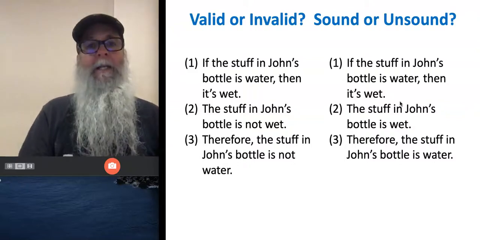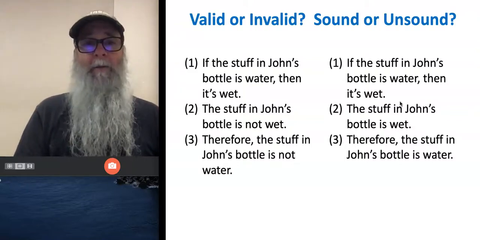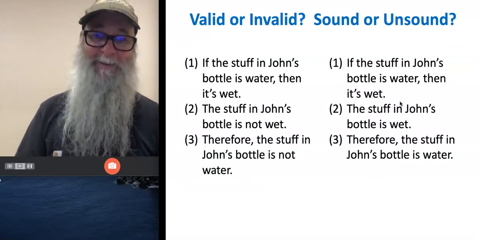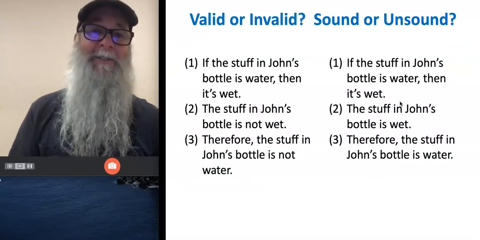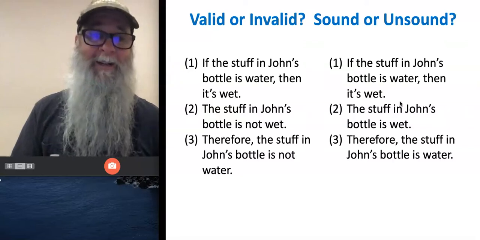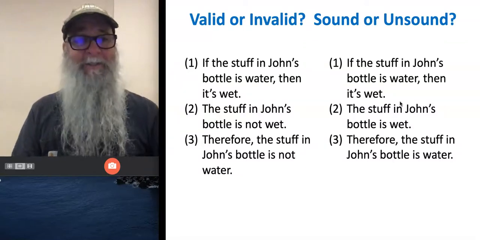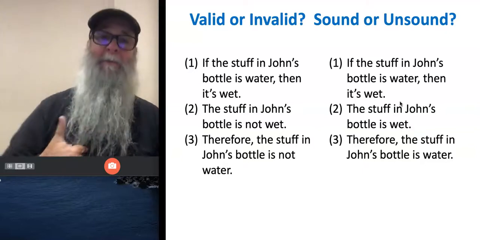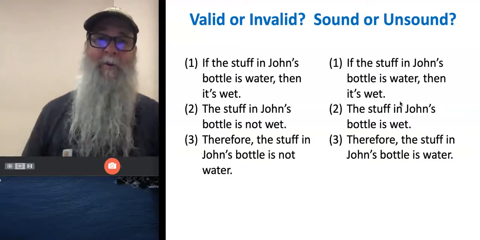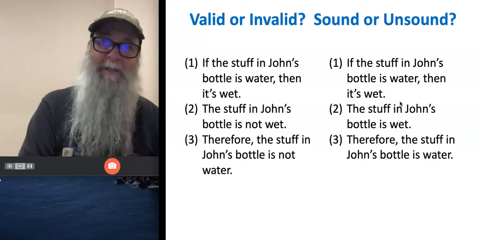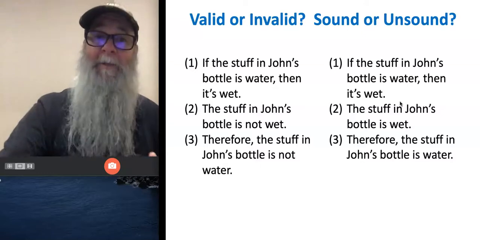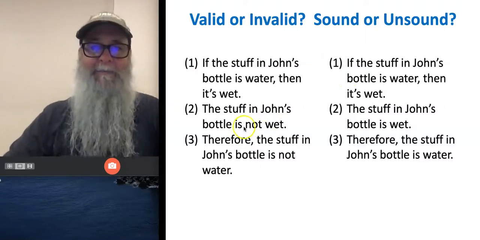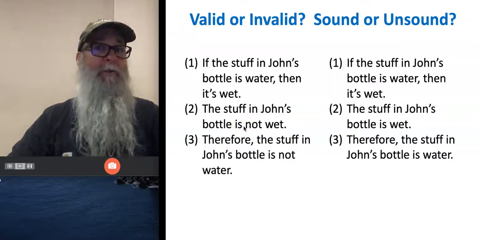So think about this. If it's true that if the stuff in John's bottle is water, then it's wet, and if it's true that the stuff in John's bottle is not wet, it would have to be true that the stuff in John's bottle is not water, because as the first premise says, if it is water, then it would be wet. And the second premise says, but it's not wet. Therefore, it has to be the case that it's not water, because, as the first premise says, if it was water, it'd be wet. So this is a valid argument. So if it's a valid argument, it deserves more of our time.